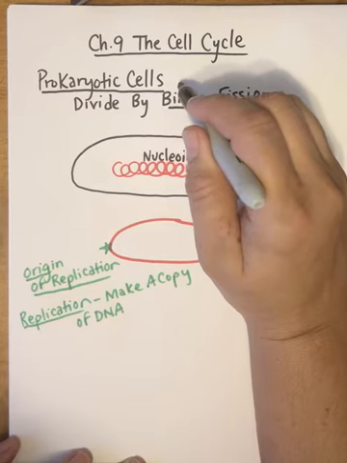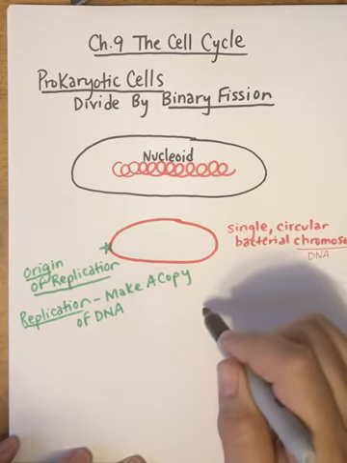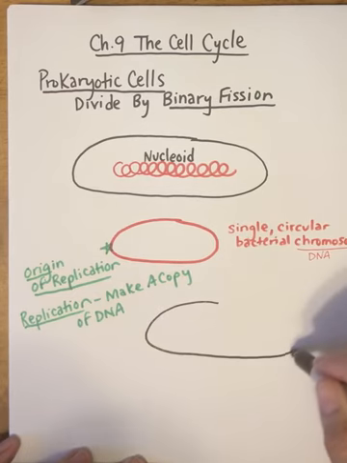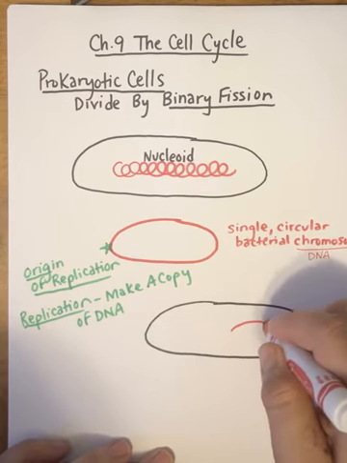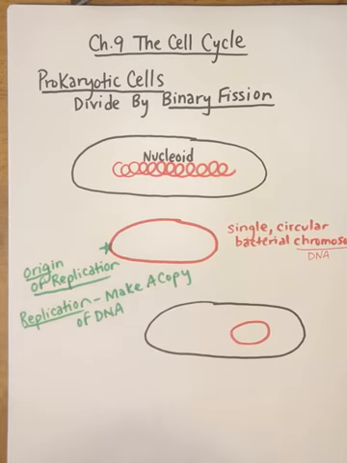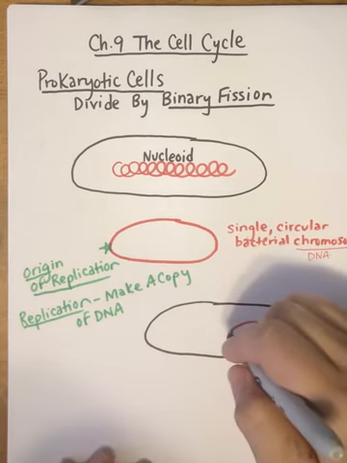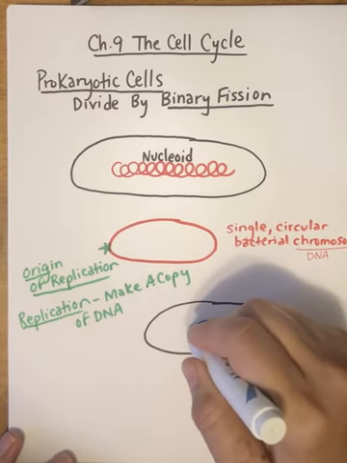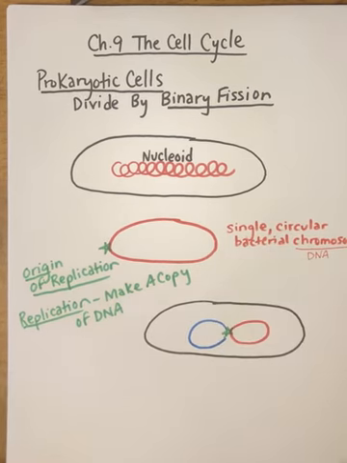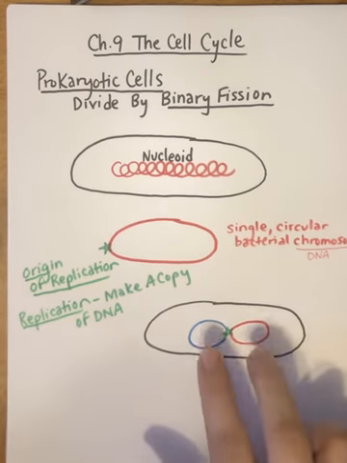When you say the word binary fission, that means 2. So here you have your bacterial cell. You need to replicate or make a copy of your single circular DNA. Now, your origin of replication is going to be where this replication is going to start. So I'm going to use blue to show that we are replicating the DNA. So what happens is it replicates its DNA, and now you have 2 sets of DNA.